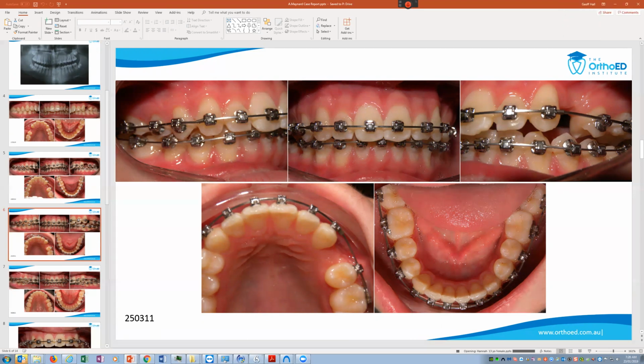Put that crimp stop behind the 1-3 to stop the wire travelling around while you're trying to close the space? Yep. To be honest, I shouldn't have had that crimpable stop so close to that upper left 3, because there's still a little bit of crowding here. It would have been nice to have a little bit of space distal to that bracket before the crimpable stop, maybe a millimetre.